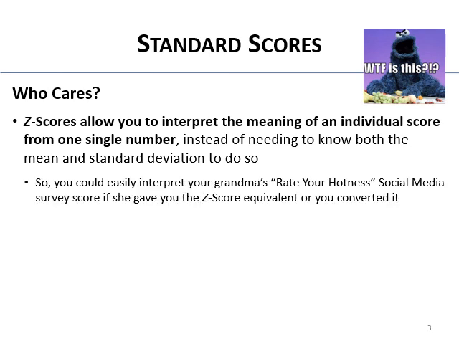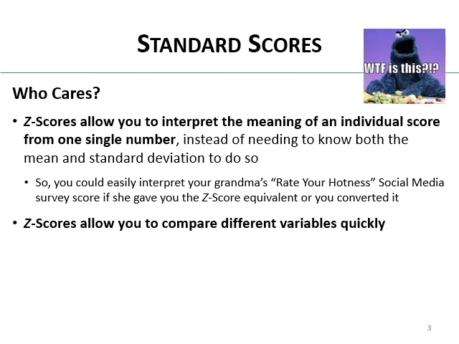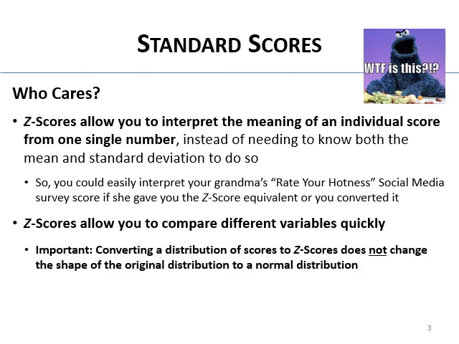So, for example, you could really easily interpret your grandma's hotness score from, I think it was lecture 2, that survey. If she had given you the z-score, you wouldn't have to wonder about the shape and what was the central tendency and what was the variability. So they allow you to compare scores on different variables very quickly.